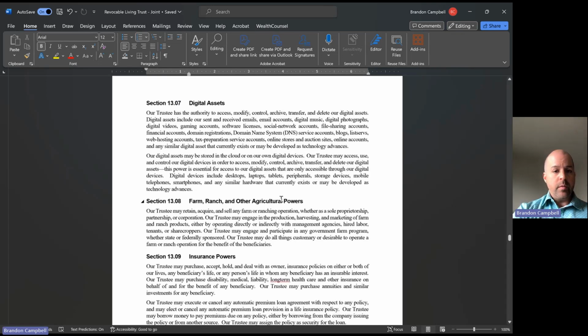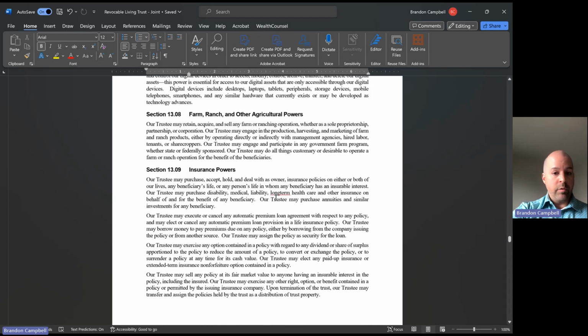Digital assets. So we have a number of things that would fall under the category of a digital asset. Everything from our basic email accounts to social media platforms to websites we own to any number of things that would essentially be software related. So this is ensuring that our trustee has the power to step into those, take possession of them, secure them, and manage or dispose of them.